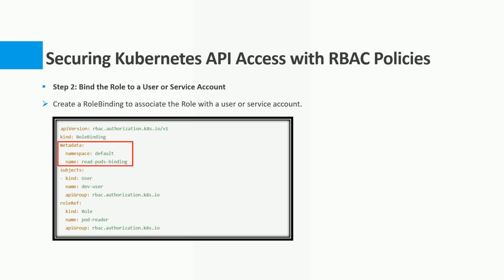Metadata. In the metadata, you have to define the name of this role binding as well as the namespace. The next is subjects. Subjects means who gets the permissions. Under kind, you can define User, or if it is a service account, you can type ServiceAccount, and then in the name you can define the name of the user or service account, and make sure to use the appropriate API group. Here you have to use rbac.authorization.k8s.io. This is the API group managing the authorization.